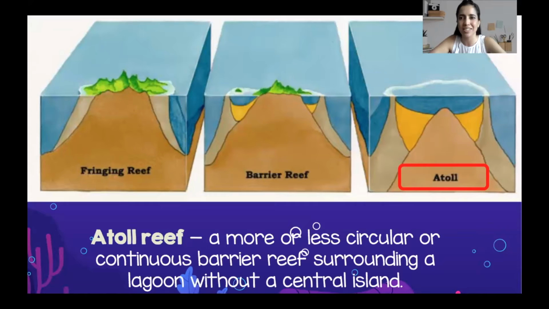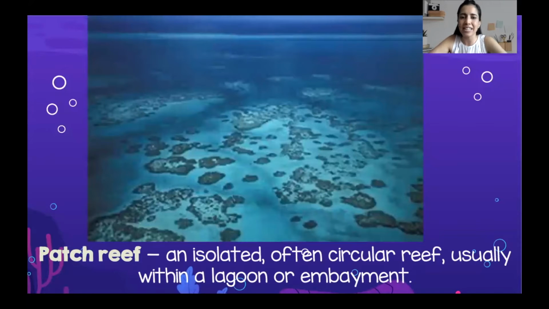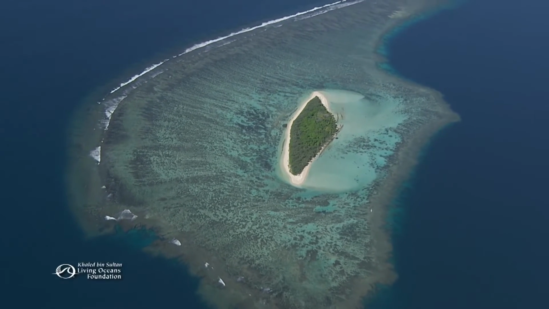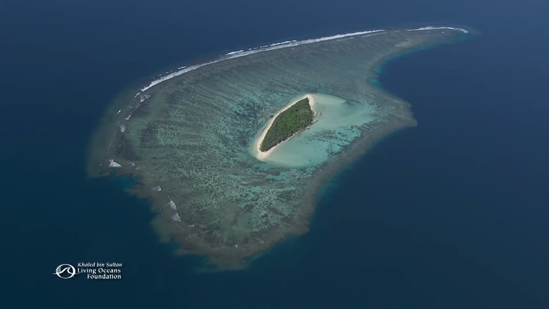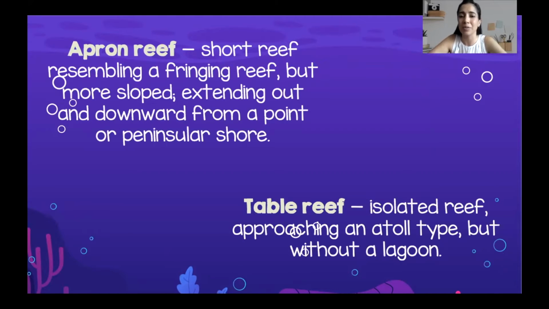You can see the pictures in here, so you can take a look at how they look. Another kind of reefs are the patch reefs. These are isolated, often circular reefs, and they are usually within a lagoon or embayment. Another kind are the apron reefs. These are short reefs resembling a fringing reef, but more sloped. They extend out and downward from a point or peninsular shore. Another kind are the table reefs. These are isolated reefs approaching an atoll type, but without the lagoon.